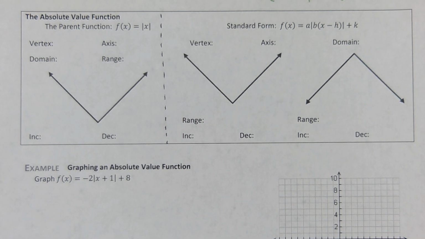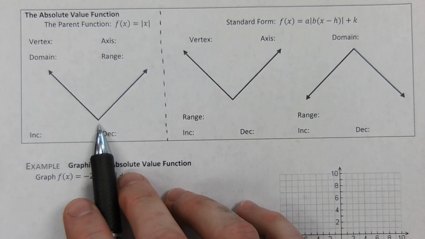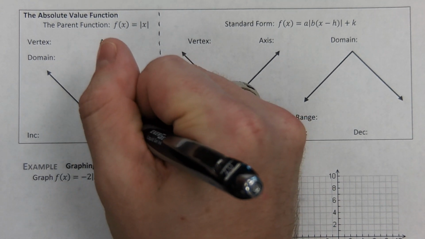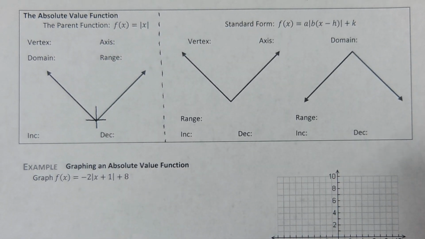Mr. M, what's a parent function? I don't remember from Algebra 1. A parent function is what the graph would look like if there were no transformations done to it. It's just y equals the absolute value of x. This is what it's shaped like. And its vertex sits at the coordinates 0, 0.